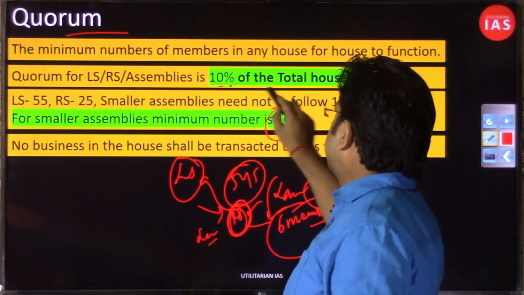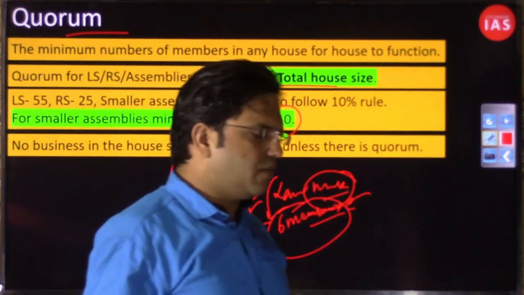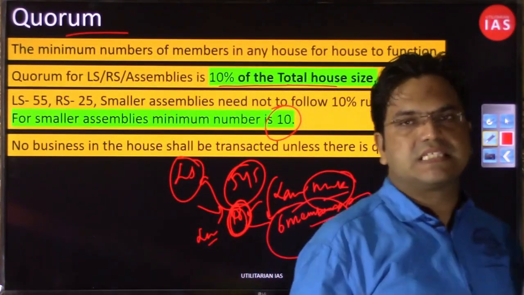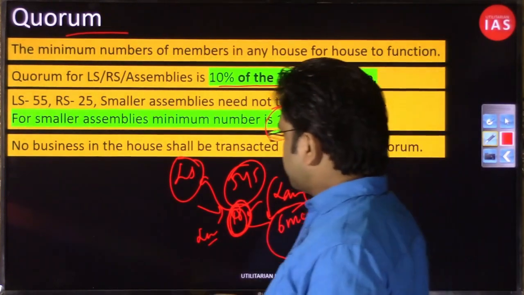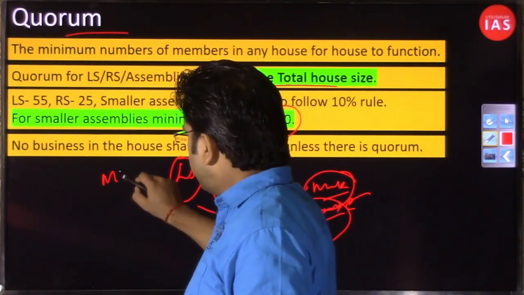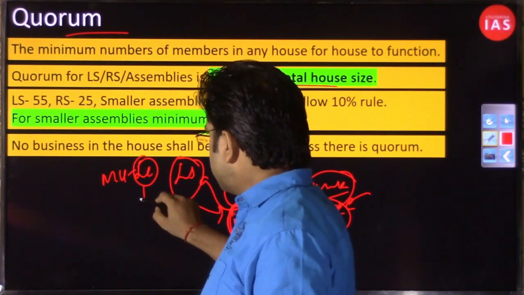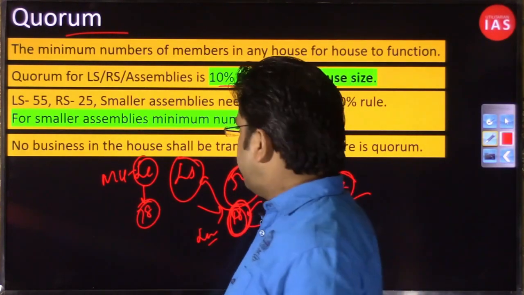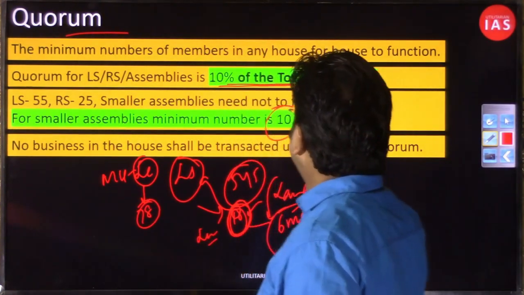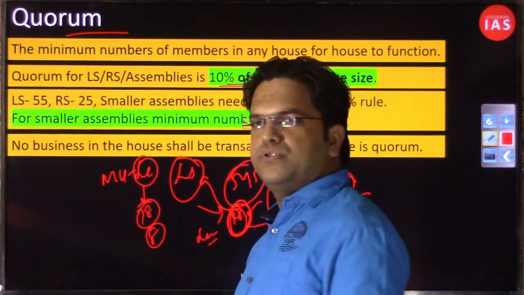So generally this is the rule, that unless 10% of the members, 10% of what? 10% of the total size of that particular house. So if I talk about the Maharashtra example, the upper house is the legislative council, and the legislative council size is 78, right? So logically, if we go by the 10% rule, unless you have 8 members, this house should not function.